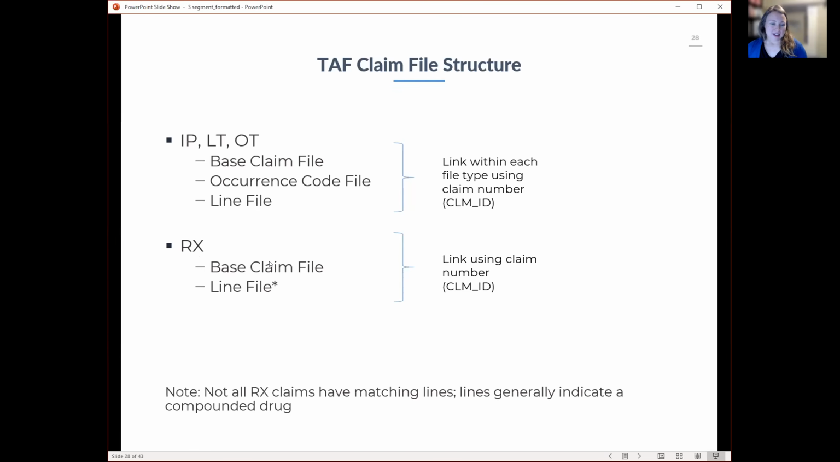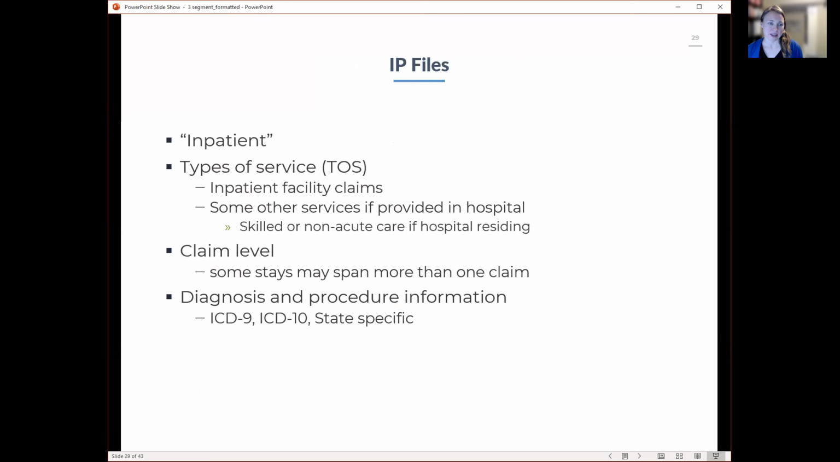The RX file has a base claim file and a line file. And just note that not all RX claim files have a matching line file. So in general, you're going to get a lot of information from the claim file. The line file would be broken out into specific lines if there is, for example, a compounded drug that you need to be interested in.